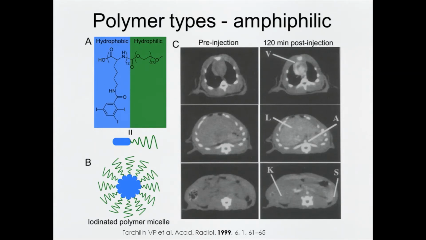These are CT images of rats. This is pre-injection and post-injection. And you can see the contrast here in the heart, in the aorta, in the liver, and also in the spleen.